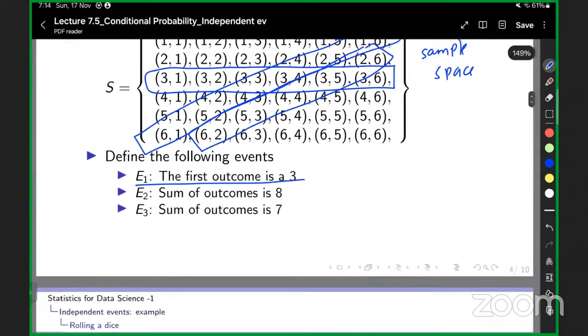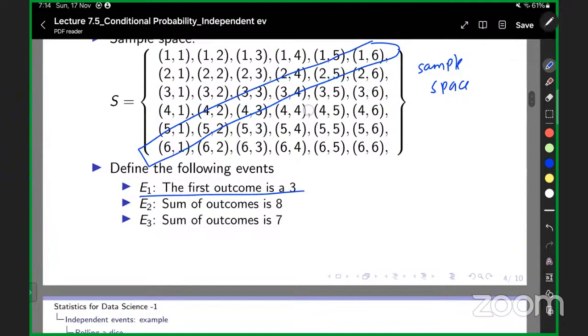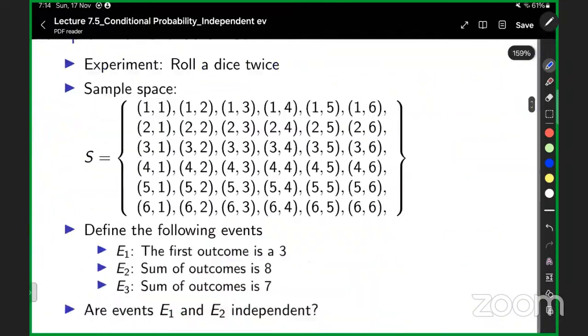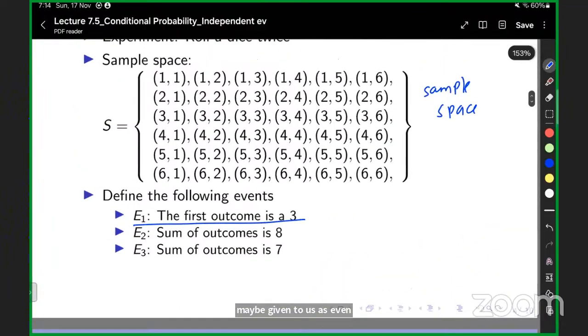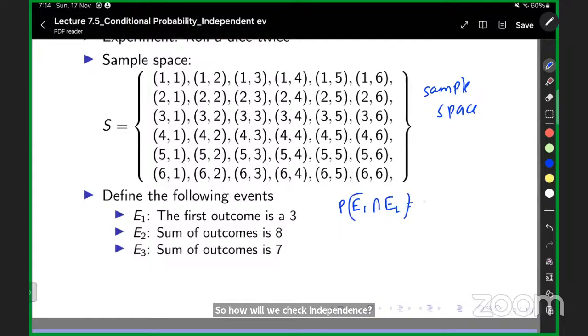Now the question I can see from this is, are E1 and E2 independent? Okay, so first let's see, are E1 and E2 going to be independent? So how will we check independence? P of E1 intersection E2 is equal to P of E1 multiplied by P of E2, right? So this I'll do, and if they are equal, then I'll say they are independent.